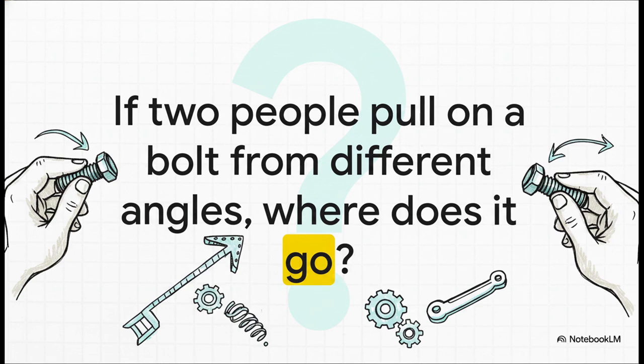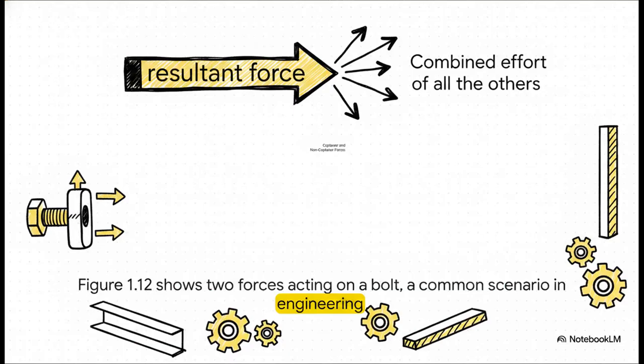You've got two people pulling on this bolt, but from different angles. Where does it actually go? And just how strong is that combined pull? That is exactly the question we're going to answer. Now, the answer isn't as simple as just splitting the difference.